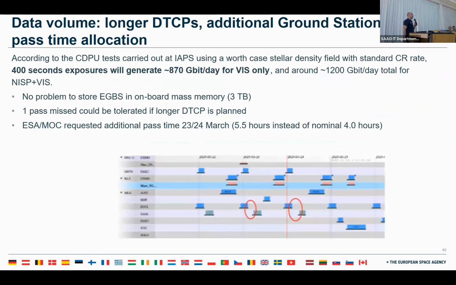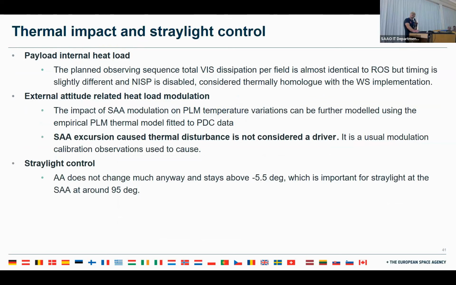In order to ensure that we can actually downlink an increased volume of data, we requested additional ground contact time after the observations. So instead of the standard 4 hours, we have 5.5 hours of antenna time, just to make sure that the data can be downlinked.